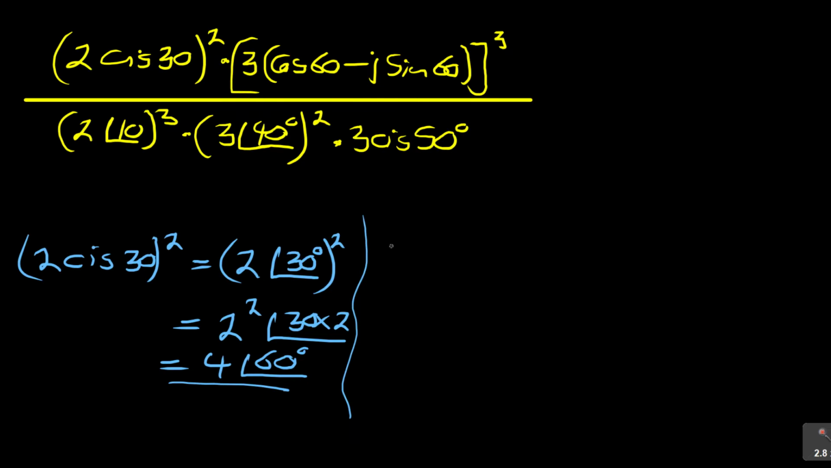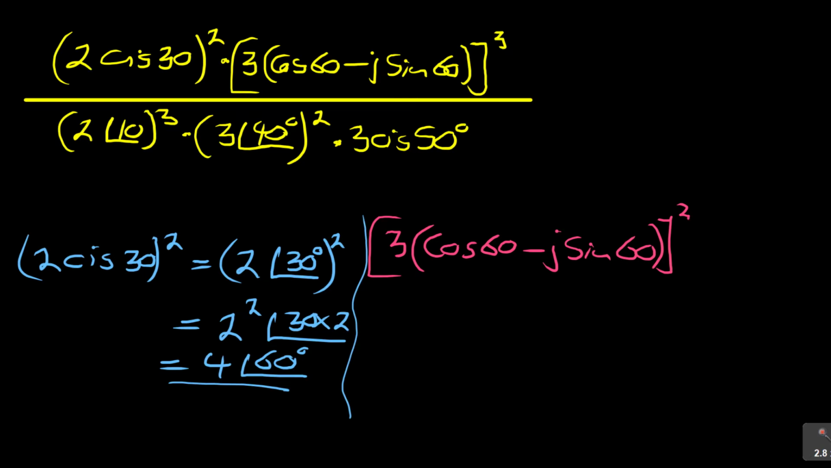The second part, if you are now saying 3 times cos 60 minus j sine 60, and then close that, but you have got cubed there. We're also using de Moivre's theorem. We have to simplify this. What do I have here?